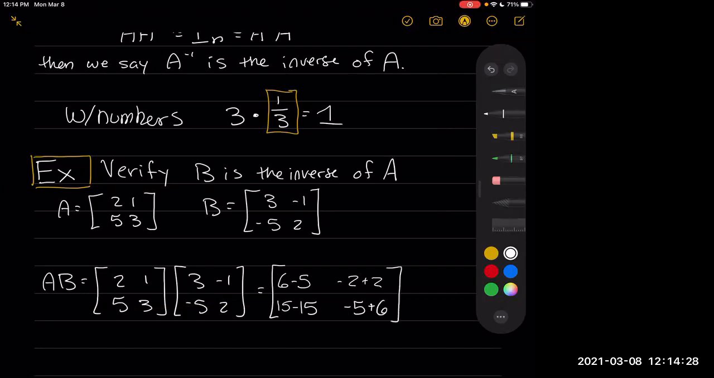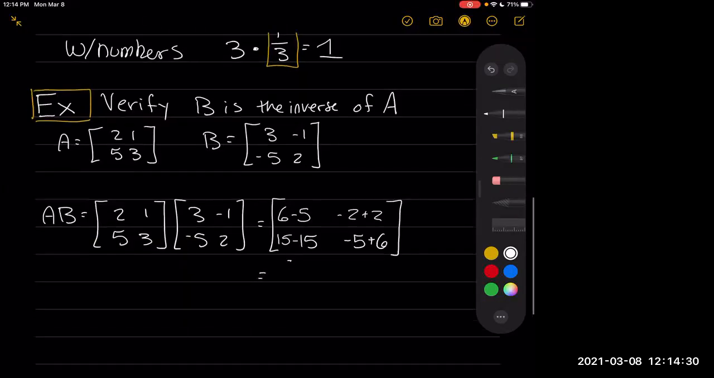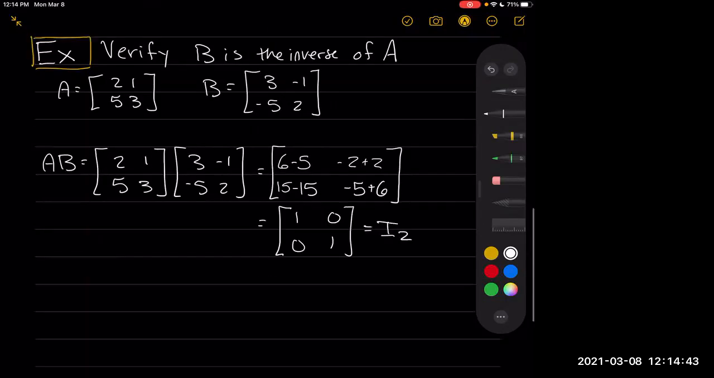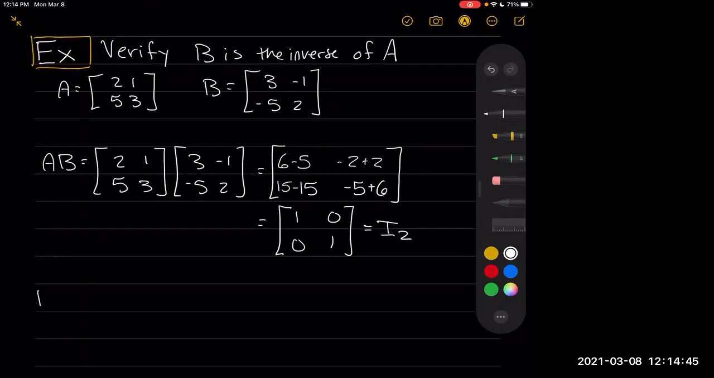So simplifying this out, we end up with 6 minus 5 is 1, 2 minus 2 is 0, 15 minus 15 is 0, and -5 plus 6 is 1. Well, that is I2, which is what we wanted. Now we have to verify BA equals 3, -1, -5, 2, times 2, 1, 5, 3.